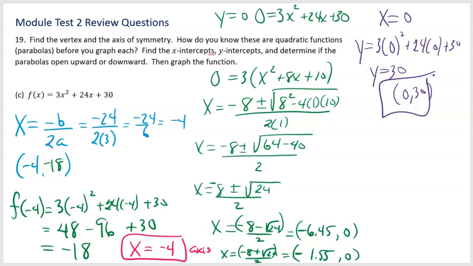Now, what else have we not answered? How do I know that this shape is a parabola? Because of the x squared. If your highest power is x squared, then it is a parabola. How do I know if it opens upward or downward? It opens upward because of the positive 3 times the x squared. If that were negative 3x squared, it would open downward.